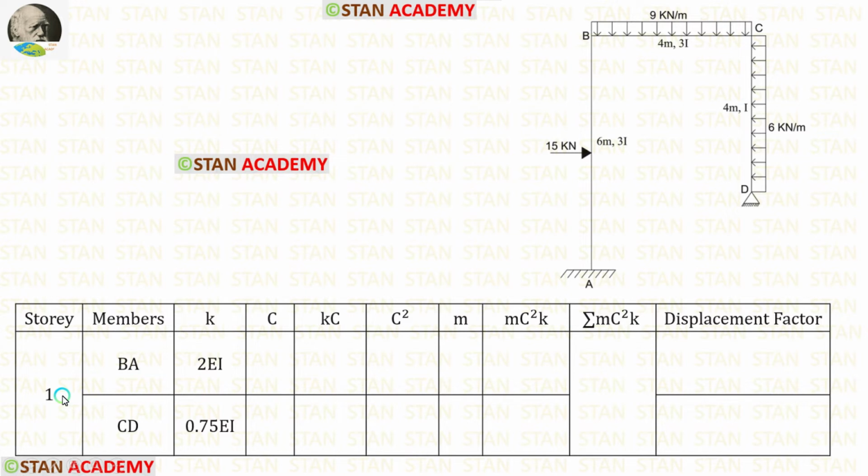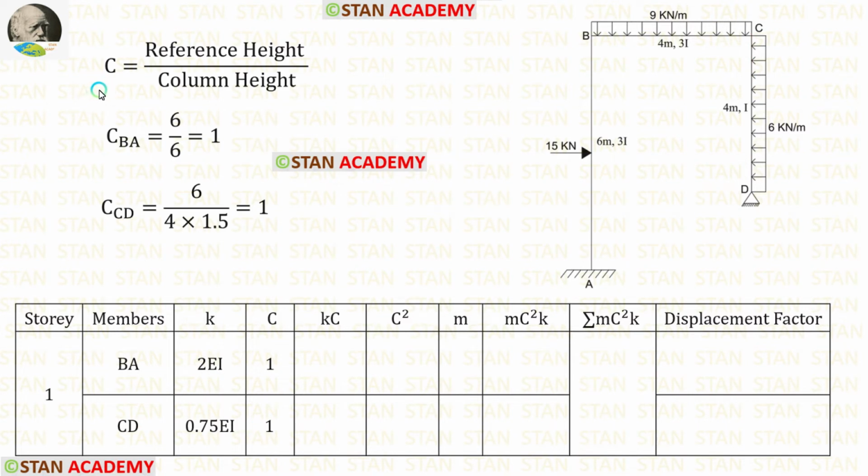Let us make a table. In the table, first let us enter the story. In this frame, we have only one story. Then let us enter the column members. We have two columns, column BA and column CD. For these two columns, we have already calculated the stiffness value K. Let us apply them.